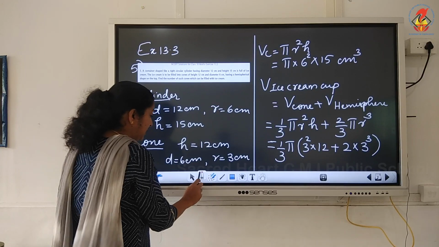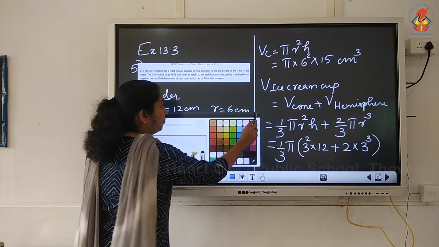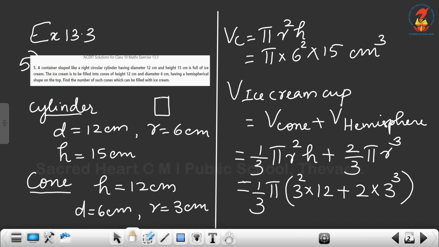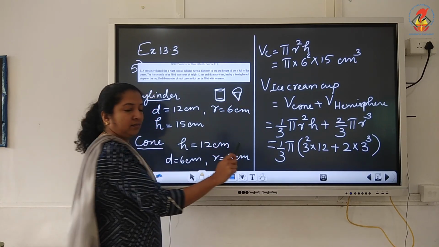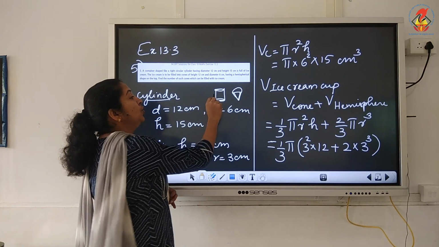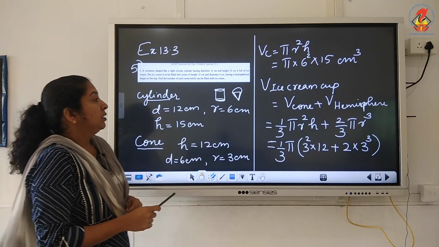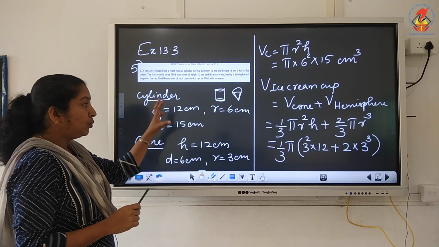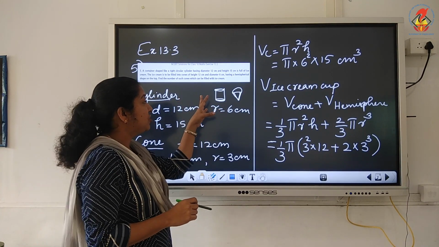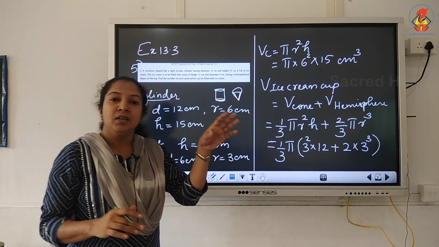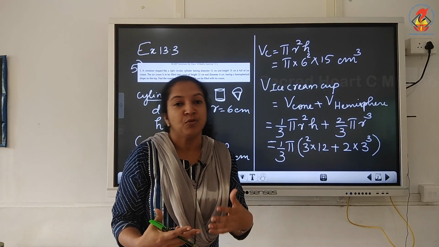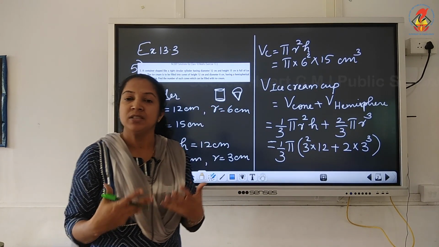That means a cylinder full of ice cream is transferred into a cone with a hemisphere here. So what you have to find is how many cones are needed to fill all the ice cream in the cylinder. The volume of this cylinder is equal to the number of cones into the volume of that cone. So what you have to find is the number of cones.